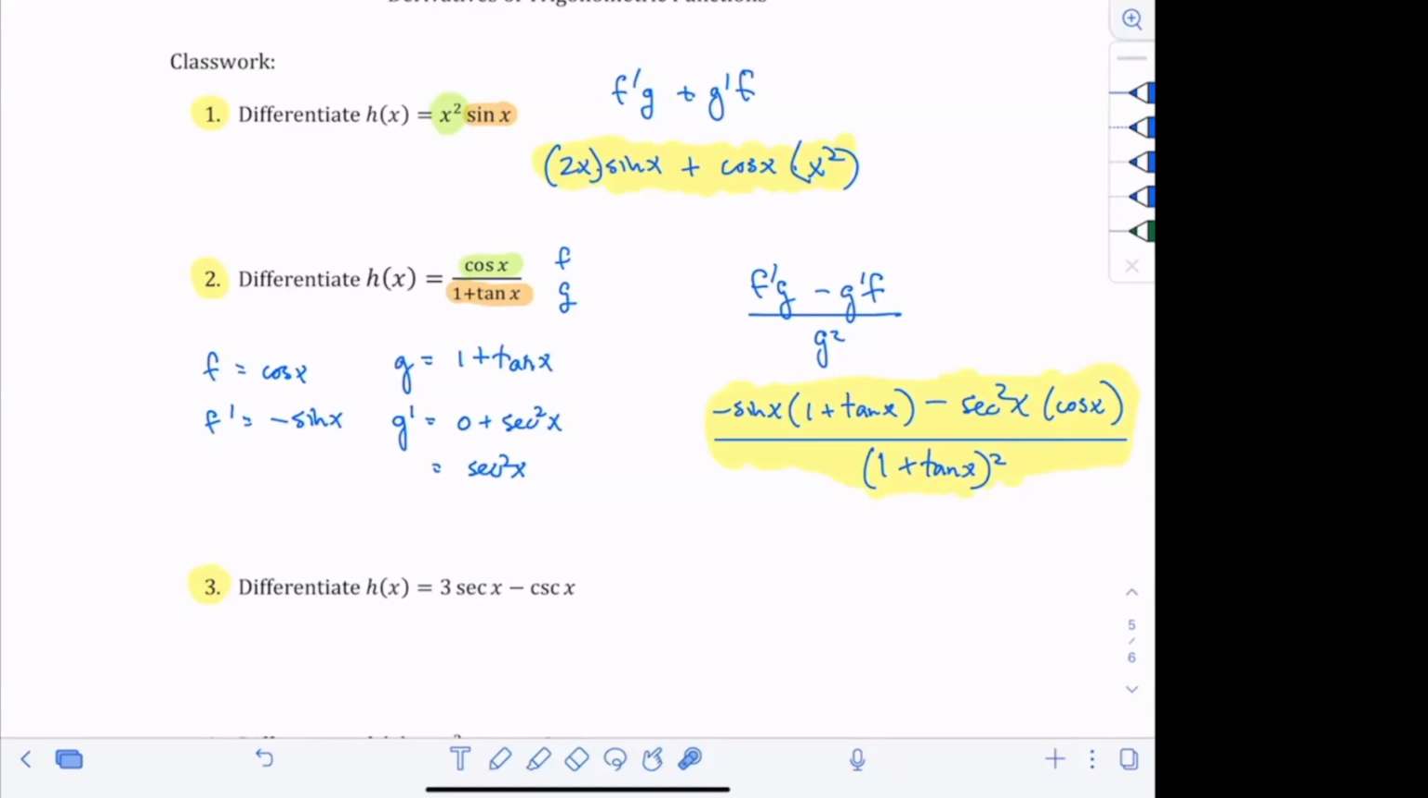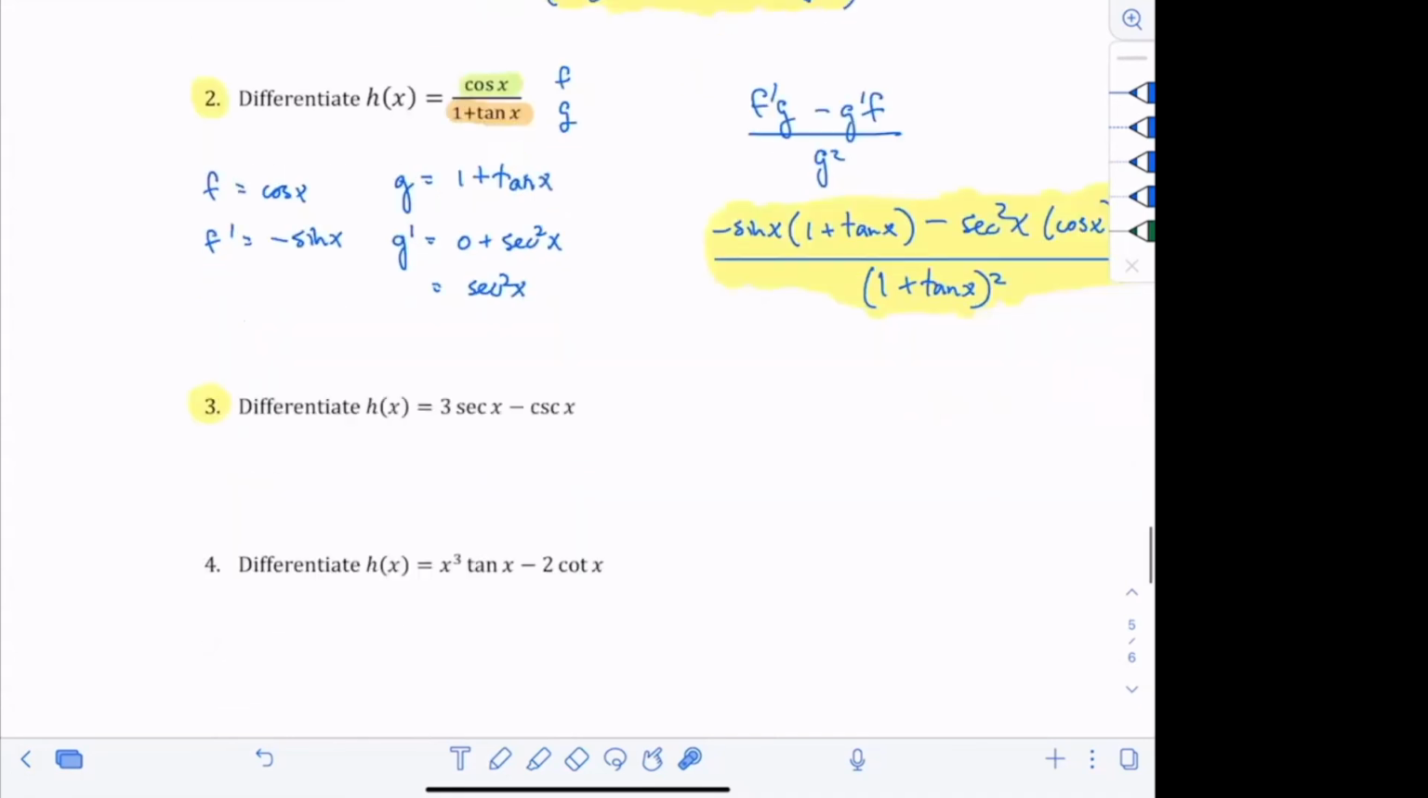Can you raise your hand if you got number 2? Curious. Quotient rule is a little bit harder. All right. 8, 9, 10, 11. Not bad. Not bad. Perfect.